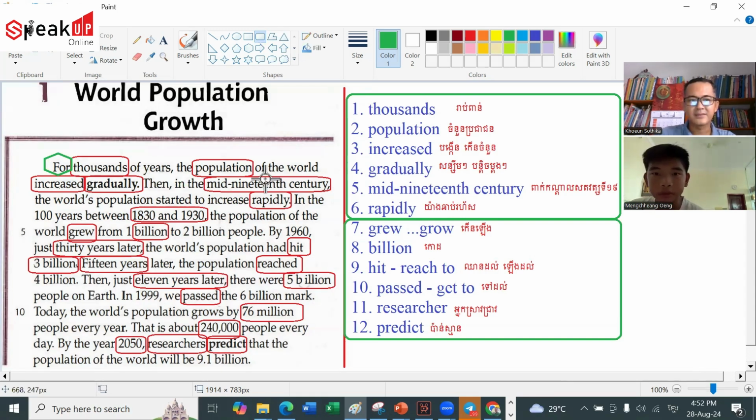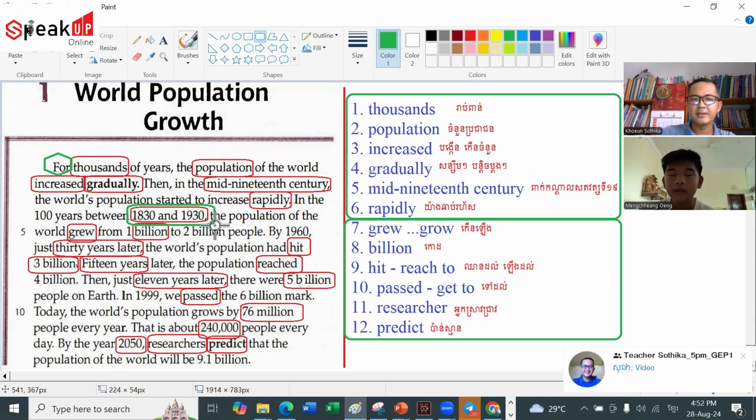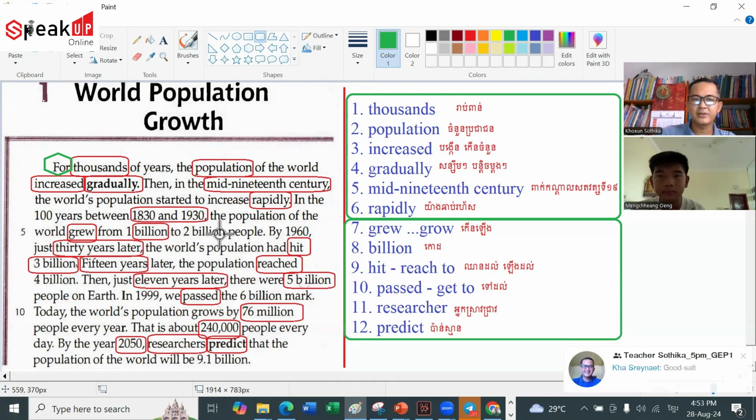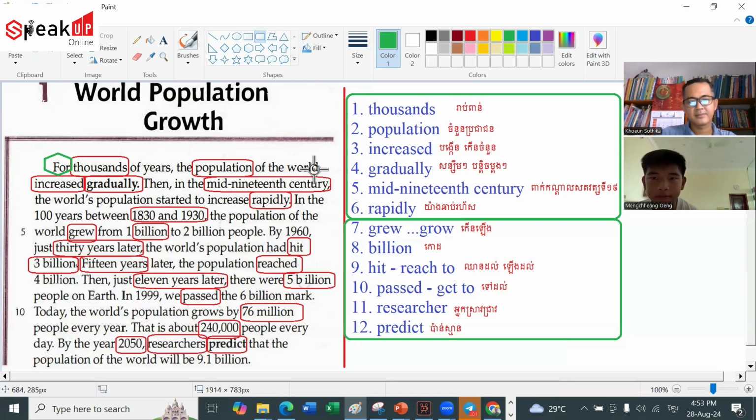In the 100 years between... No, just in the 19th century. Okay, it increased rapidly. Now let's go to the next one, in 100 years. Here it refers to 1830 and 1930, 100 years. If I ask you what happened in the 100 years between 1830 and 1930, the population of the world grew from 1 billion to 2 billion people.